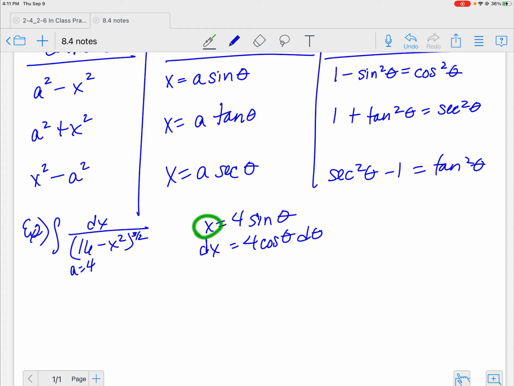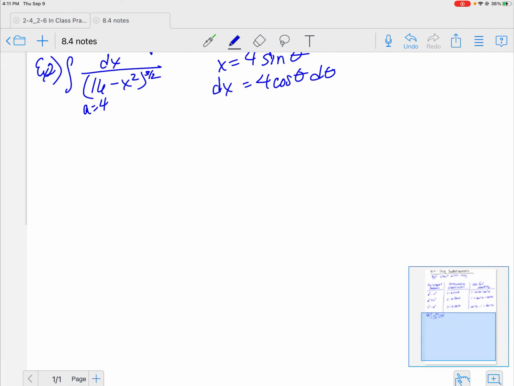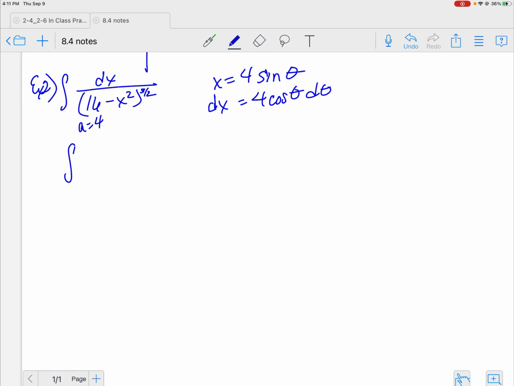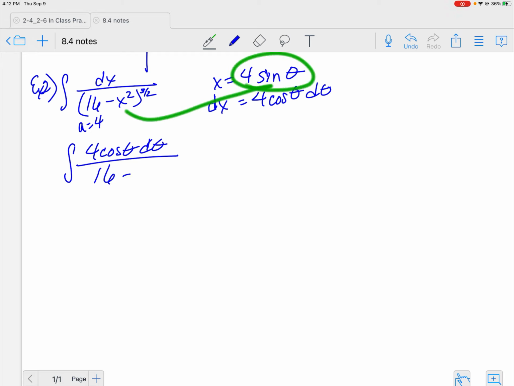I am switching my variable from x to be in terms of theta. All right? Everywhere you see x, you're going to put a 4 sine theta. Everywhere you see dx, you're going to put 4 cosine theta d theta. I'm going to scoot this up a little bit. So I am actually integrating 4 cosine theta d theta in my numerator, because that's my dx, over 16 minus, now I am taking this and squaring it, so it's 16 sine squared theta, and then that whole thing is to the 3/2 power. You see that?